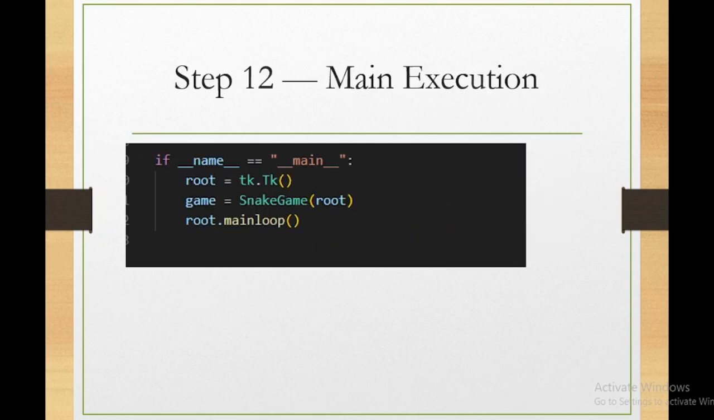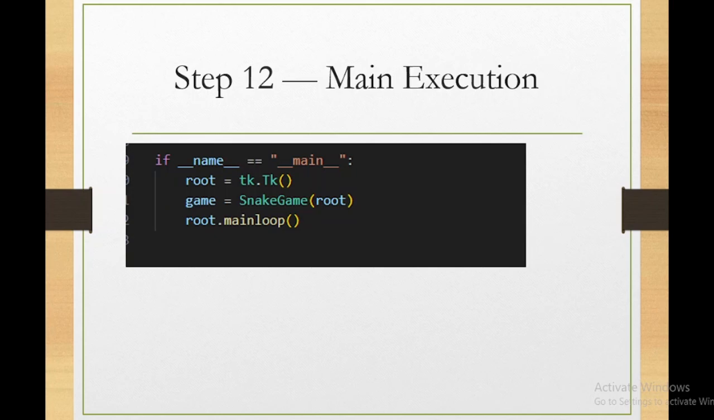Step number 12. At the very bottom of the script, we have a standard Python check, if __name__ == main. This means the game will only run if this file is executed directly, and not if it's imported into another file. Inside this block, we create the main Tkinter window and store it in root. We then create an instance of our snake game class, passing in that window so the game can draw on it. Finally, we call root.mainloop to start Tkinter's event loop, which keeps the window open and responsive until the player closes it.